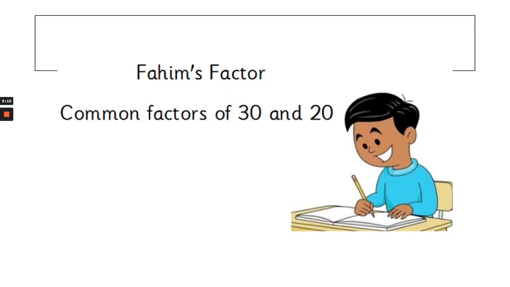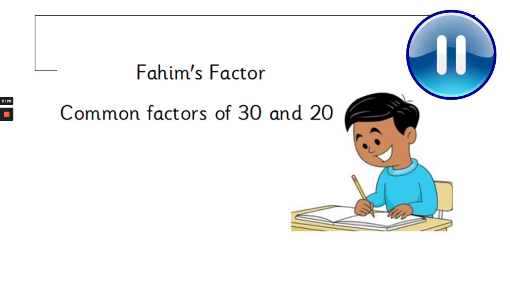Okay, moving on now to Fahim's factors. Fahim wants the common factors of 30 and 20. Pause your video and have a go at finding the common factors of 30 and 20.